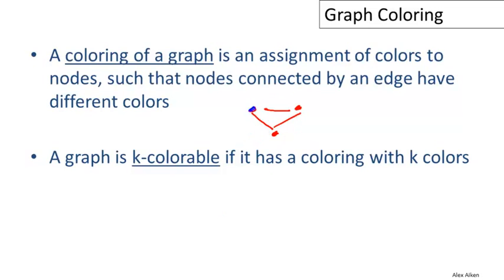So for example, I could color this node blue, and I could color this node green, and I could color this node black. Okay, and then that would be a valid coloring of the graph because each pair of neighbors has a different color. And then a graph is k-colorable if it has a coloring that uses k or fewer colors.